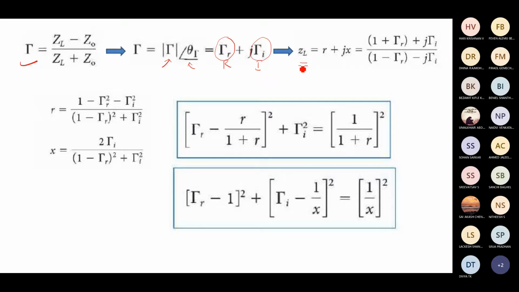Similarly, we have the load. This can be represented as a function of, for instance, if you divide the numerator and denominator by Z0, you will get (ZL/Z0 minus 1) divided by (ZL/Z0 plus 1), which is nothing but the reflection coefficient. So now we are going to call ZL by Z0 small zl. Small zl you can call all the time throughout the course, and it can be assumed as the normalized impedance.